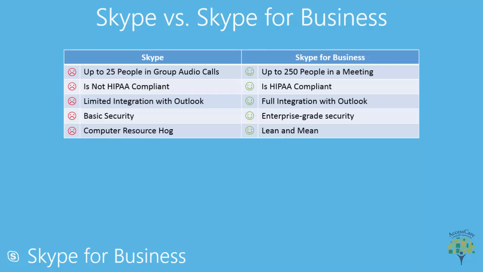The free version of Skype only has basic security. Skype for Business has enterprise-grade security. It is designed to be HIPAA compliant. Skype is just a resource hog. Like I said before, many of the people who have called in about slow computers, it is almost always Skype. Skype for Business is lean. It is tiny. It runs in the background, and unless you need it, you barely even know it's there.